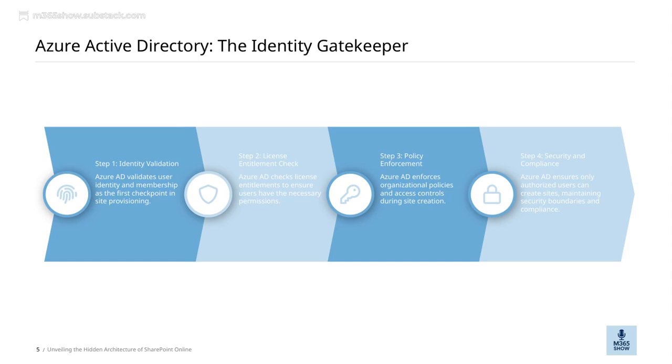Next, Azure AD performs a license entitlement check. This step ensures that the user has the necessary licenses and permissions to proceed with site creation, aligning with organizational policies. Following that, we move into policy enforcement. Here, Azure AD applies specific organizational policies and access controls, making sure that site creation complies with security standards and governance rules. Finally, at step 4, Azure AD solidifies security and compliance by enforcing all these policies during the site creation process.